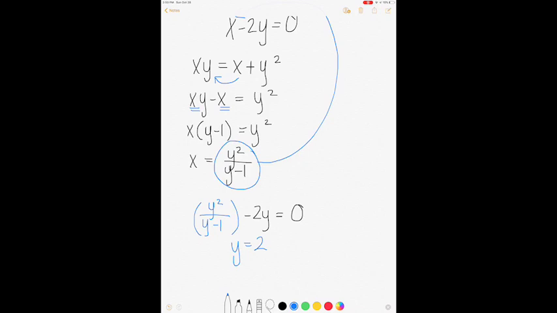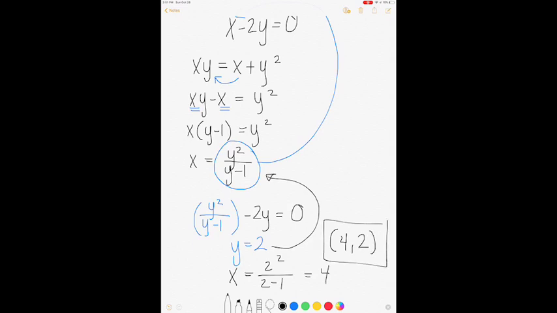And then we're going to go back and find our x coordinate. So, plugging this back into here, x equals 2 squared over 2 minus 1. So it's 4. So the coordinates are (4, 2) for our vertical tangent.